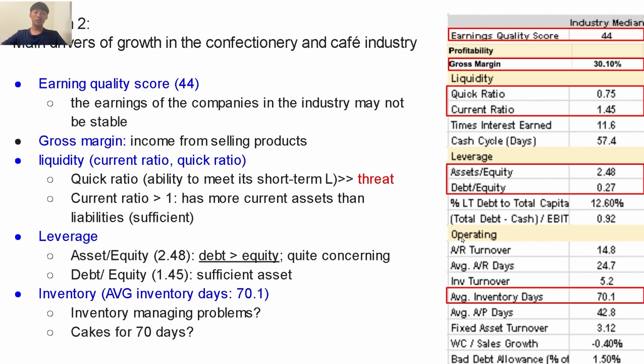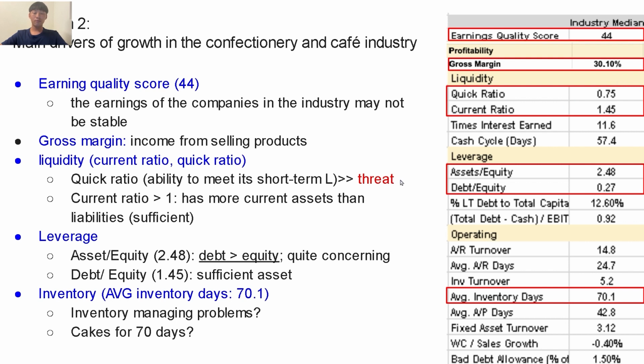Question 2. In general, this industry performs quite okay, but there are some concerns. The earning quality score is 44 out of 100, suggesting that the earnings of this industry may not be stable. The gross margin is about 30%. We can know that this industry earns quite a lot of money by selling their products.